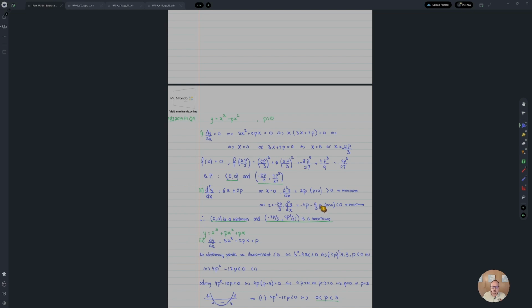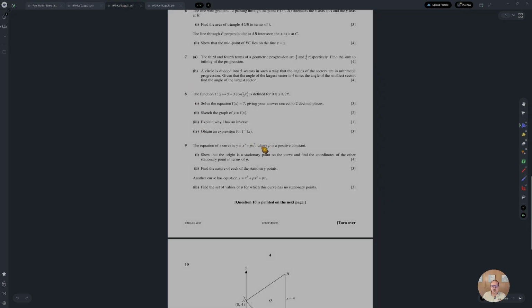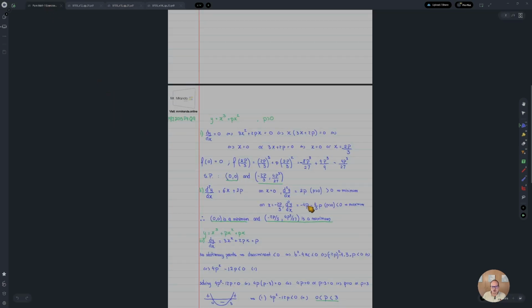But then, and only then, you look at this tiny detail that you had over here. P is a positive constant, and this will allow you to find the nature of the second stationary point, because if this is a positive constant, whatever value that you plug over here, this is always going to be negative. And this proves that the second stationary point is a maximum.